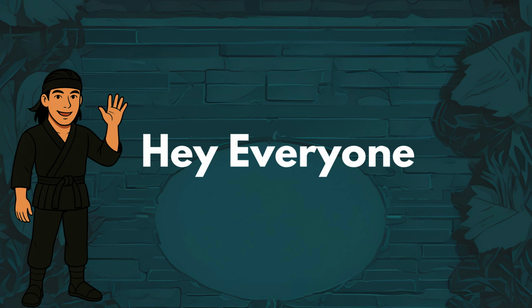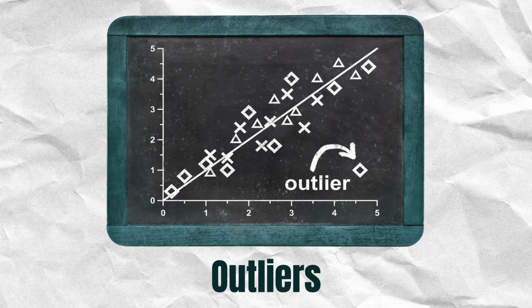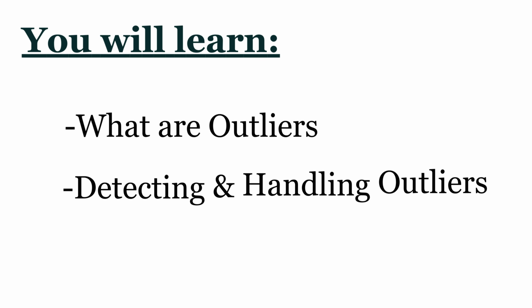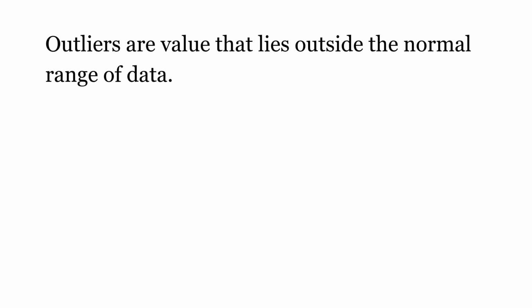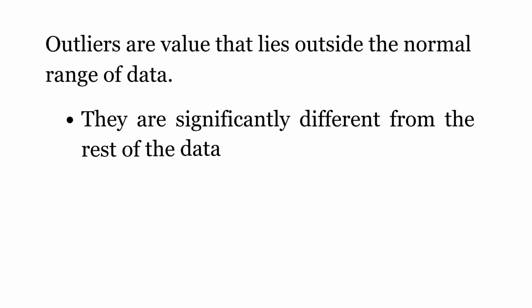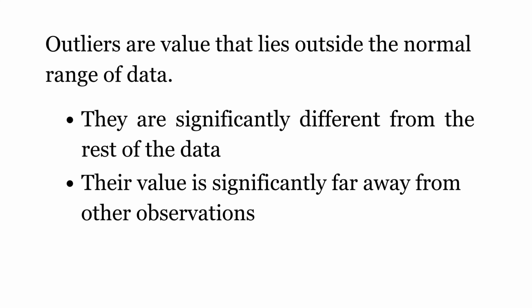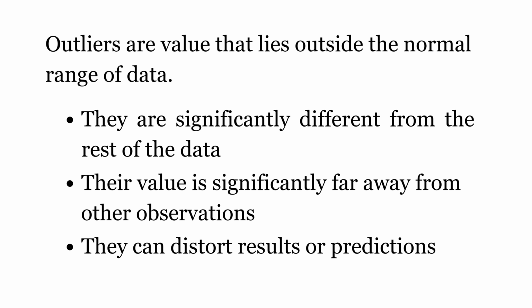Today's video will be based upon the concept of outliers. After this video, you will be able to explain what outliers are and how to detect and handle them. An outlier is a value that lies outside the normal range of the data. They are significantly different from the rest of the data in the dataset. As its value appears to be far away from the other observations, they can distort the overall results or predictions.